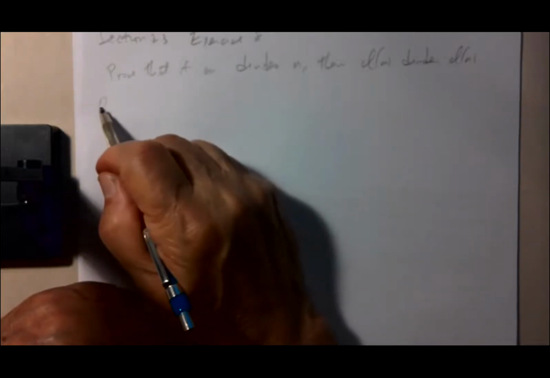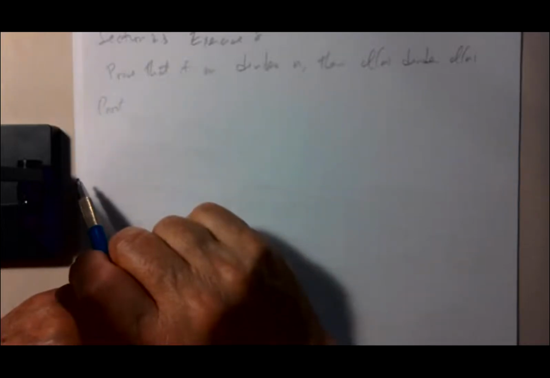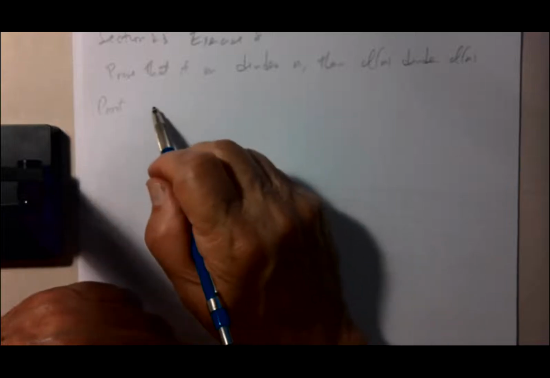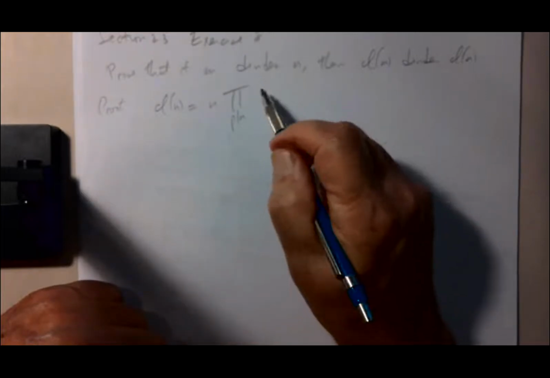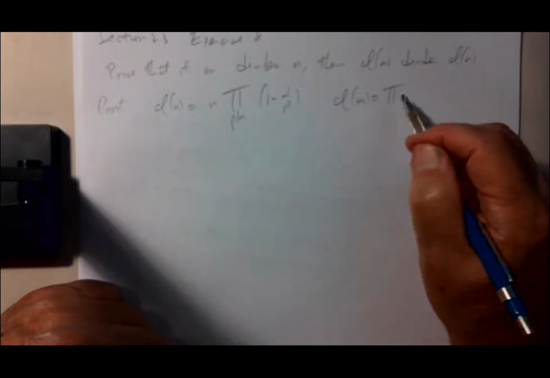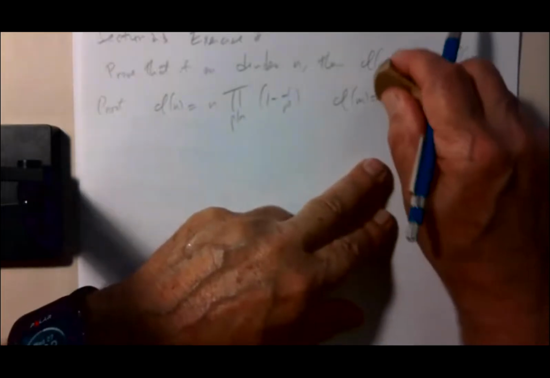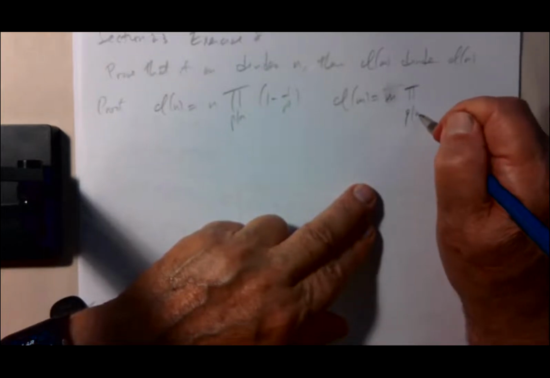So you can prove this in several ways. First, we can recall one formula: phi of N is equal to N times the product over all the primes P that divide N of 1 minus 1 over P. And phi of M is M times the product, I write a letter Q, over all primes Q that divide M, of 1 minus 1 over Q.